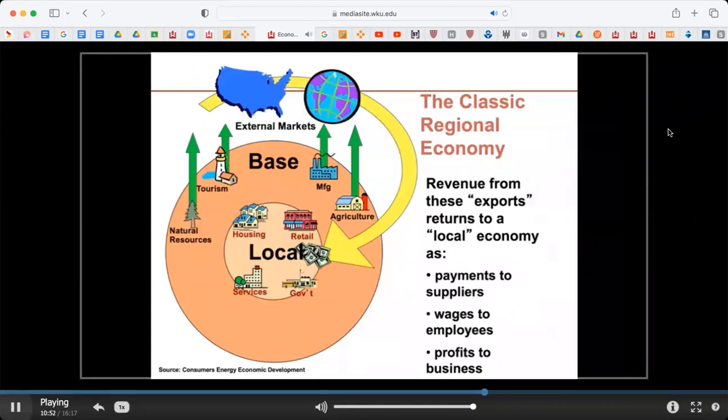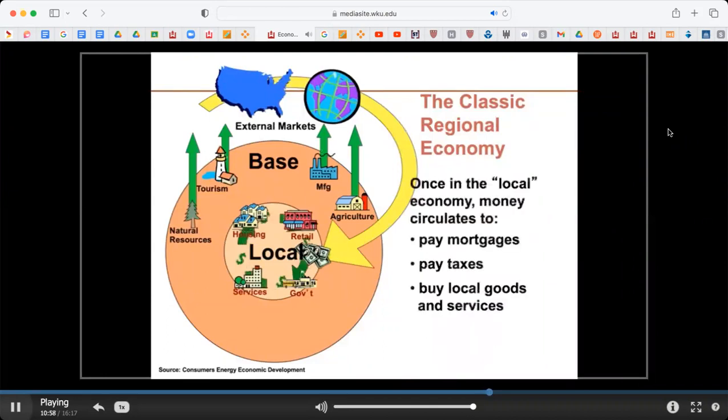And so this payment to suppliers and wages to employees and profits to businesses then circulate in the local economy, where those employees will buy homes. They will participate in retail and service activities, and their kids will go to schools. They will pay taxes. And so this really is the interaction between these base economic activities and these local economic activities, as the economists would say, export and non-export.